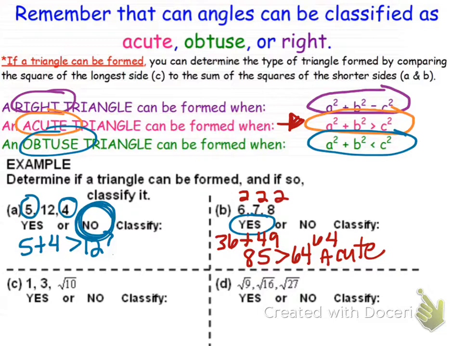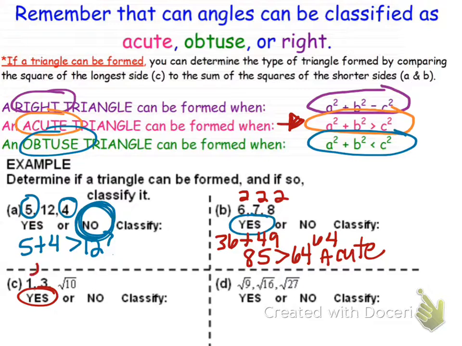Okay, so now we look at the next one. So first we have to decide if it is or isn't a triangle. Okay, so is 1 plus 3 greater than square root of 10? And it is. If you check square root of 10 in your calculator, it's like 3.16. If you add 1 plus 3, that's bigger than that. Okay, so yes, it can be a triangle.